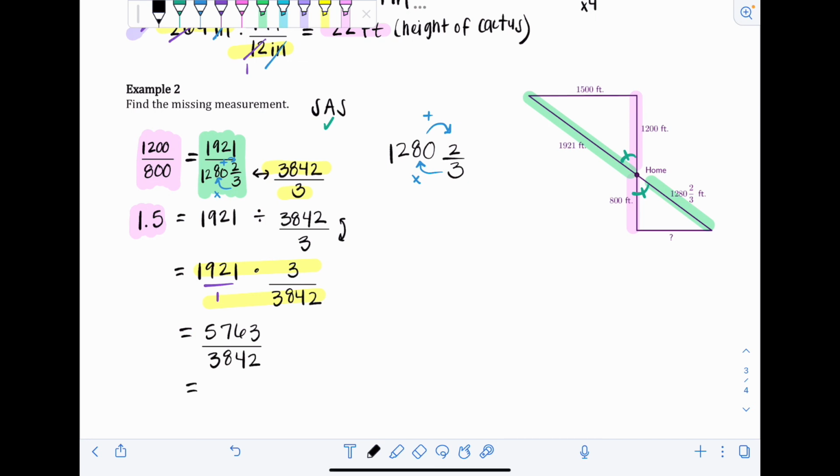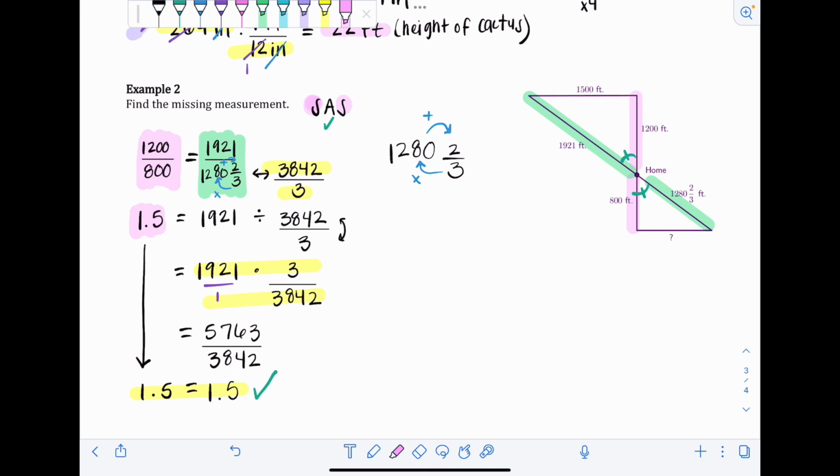So things are getting better. 5,763 divided by 3,842 is 1.5. So I can just bring this all the way down, and as obnoxious as the whole process was, we proved that the two ratios were equal, which is what we needed to do. So we have the included angle that's congruent, and now we have the two sides that have equal ratios. They're proportional, so that's enough to show that they're similar, but we still have to do one more thing.